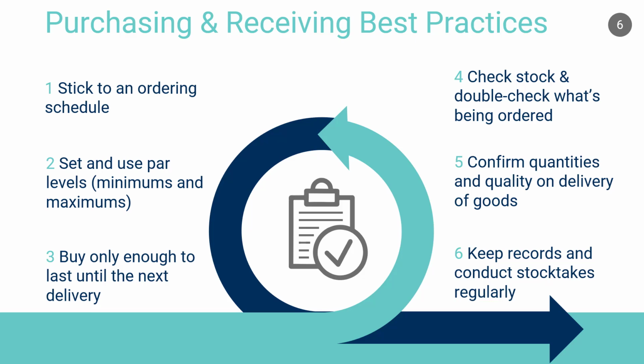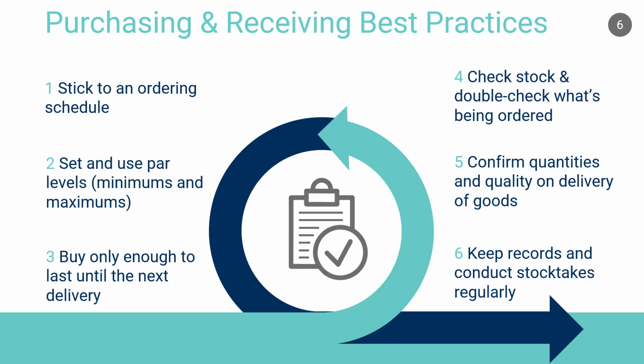First thing would be to set and stick to an ordering schedule. This will provide consistency, and it's beneficial for the venue as well as for the supplier. It will also help with determining other practices. And oftentimes the schedule is simply going to be determined by when the supplier is able to deliver to the location, and that will be communicated.